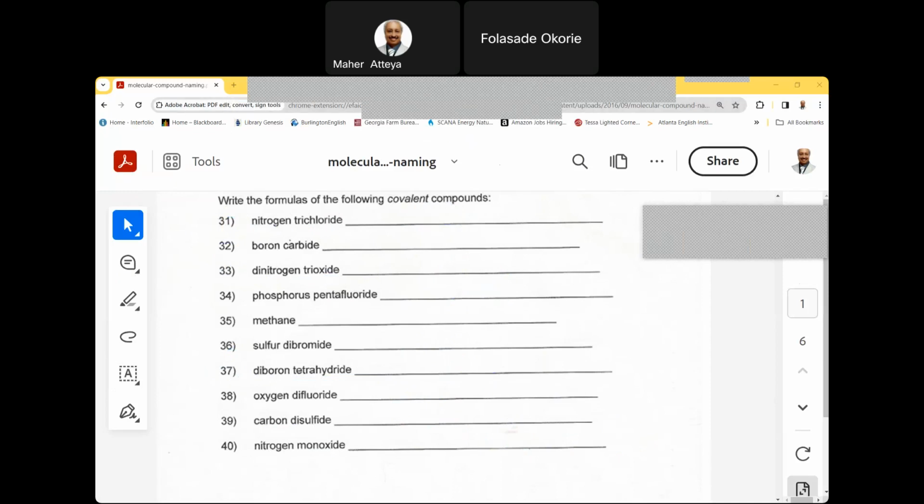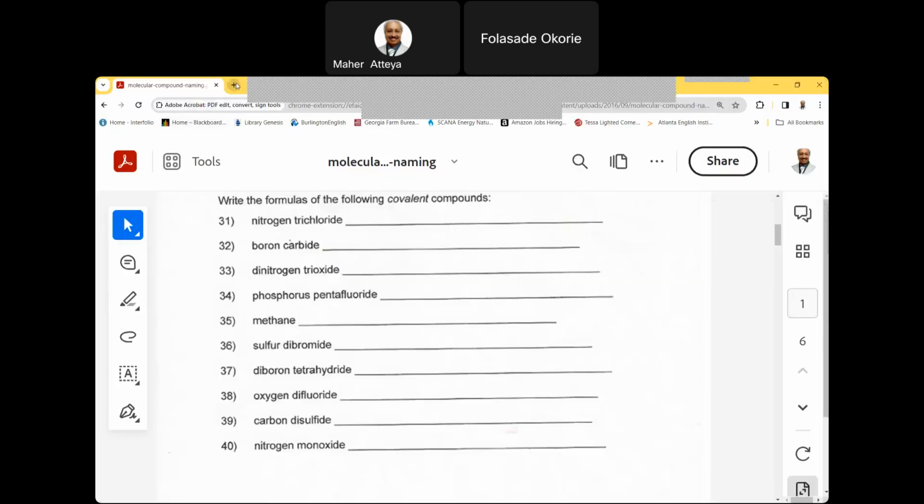And then the next topic is the shape of the molecule, the polarity, and the type of bonding. Okay, so let's look here.